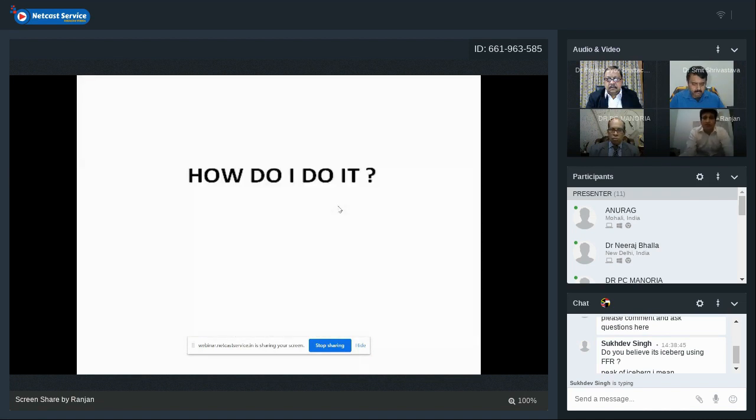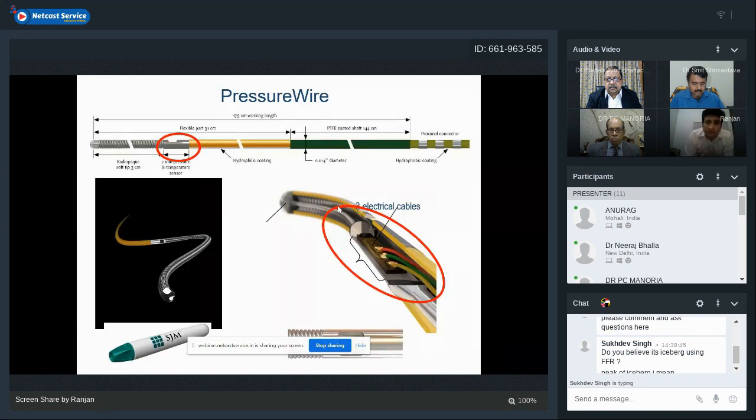Now, how do we do it? I'm sure most of you are using FFR in your daily practice. We have many vendors who have FFR, iFR. Although St. Jude, Abbott was the first company to have it, you also have it with Philips. You also have RFR algorithms available, iFR algorithms available. Boston also has come up with this FFR. But the basic principle almost remains the same.